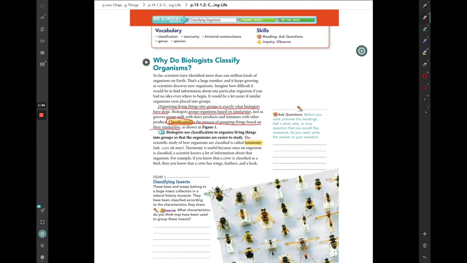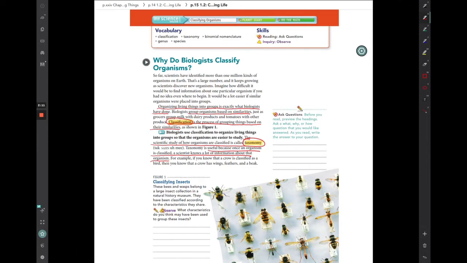And the study of how those organisms are classified is what we call taxonomy. And it is useful because once an organism is classified, scientists know a lot of information about that particular organism.